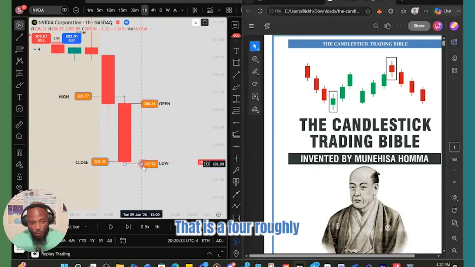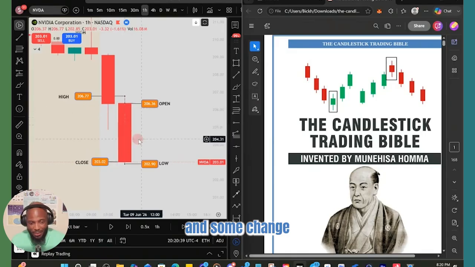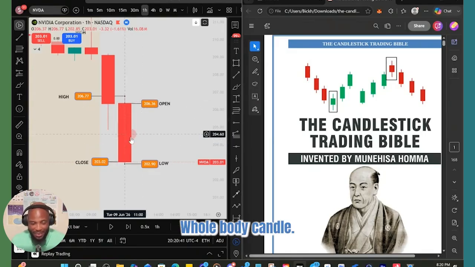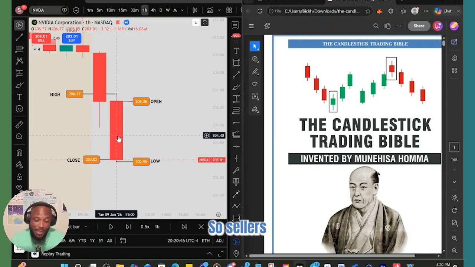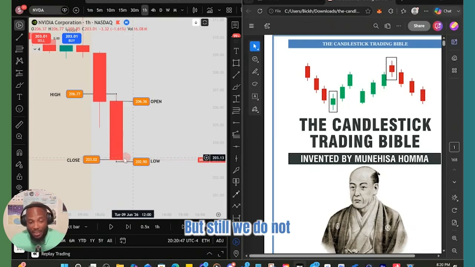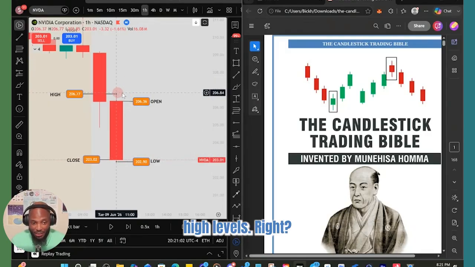That is a roughly 4-point candle. 3 and some change to be exact. Whole body candle. So then now we say, okay, sellers are there, man. They're strong. But still, we do not get in puts at the low, y'all. That rule has to remain when you execute in your trade. You're only getting puts at high levels, right?